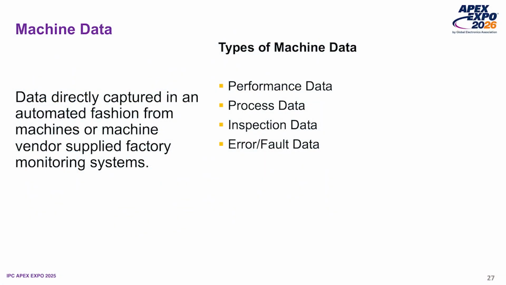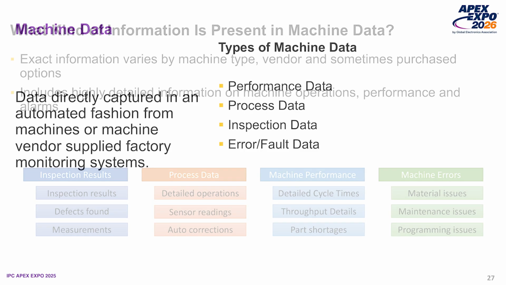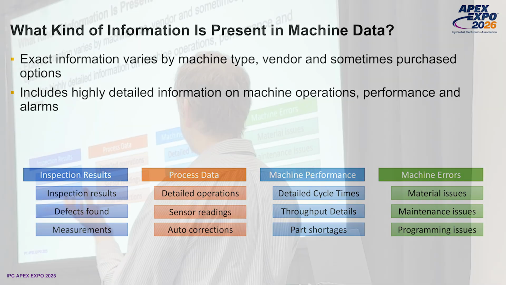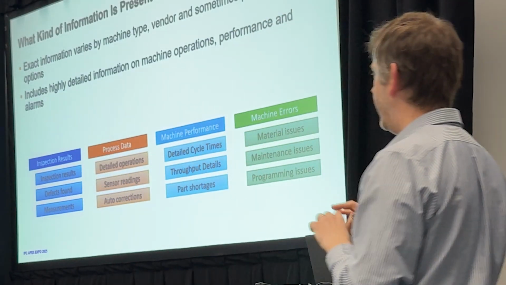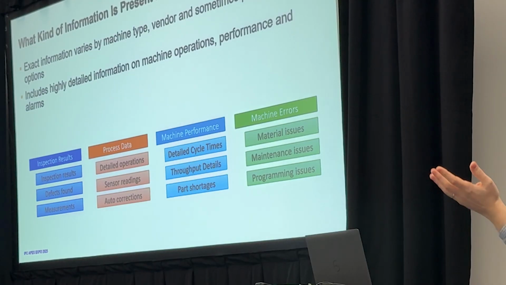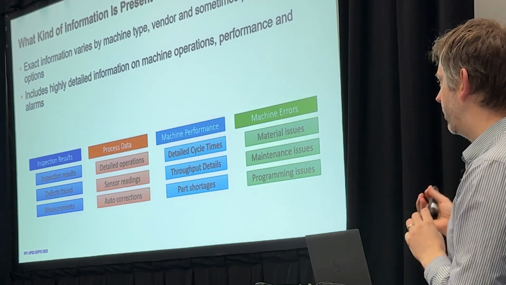What is that particular data? Let's break it down into 4 buckets: performance data, process data, inspection or test data, and then error and fault data. And what's inside each of those? Inside the performance data is things like cycle times, how long does something take, what was the throughput, any shortages that were discovered. Pick and place ran out of parts or couldn't pull from a feeder, so it stopped.